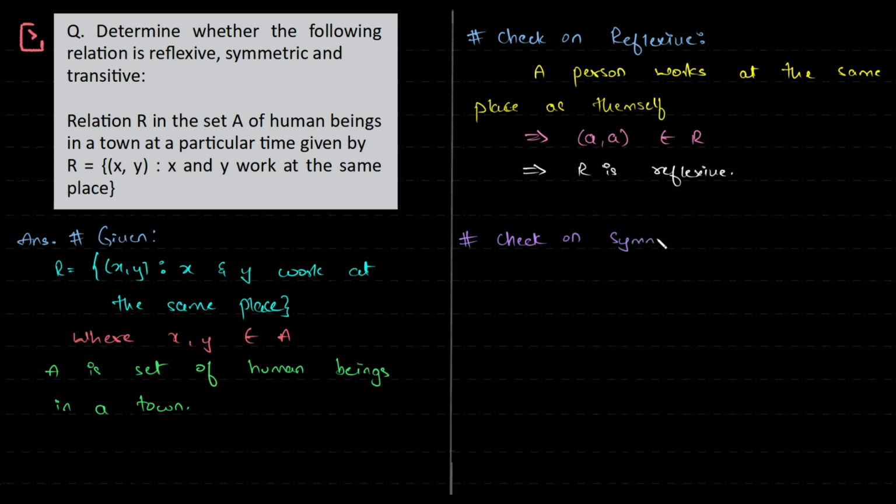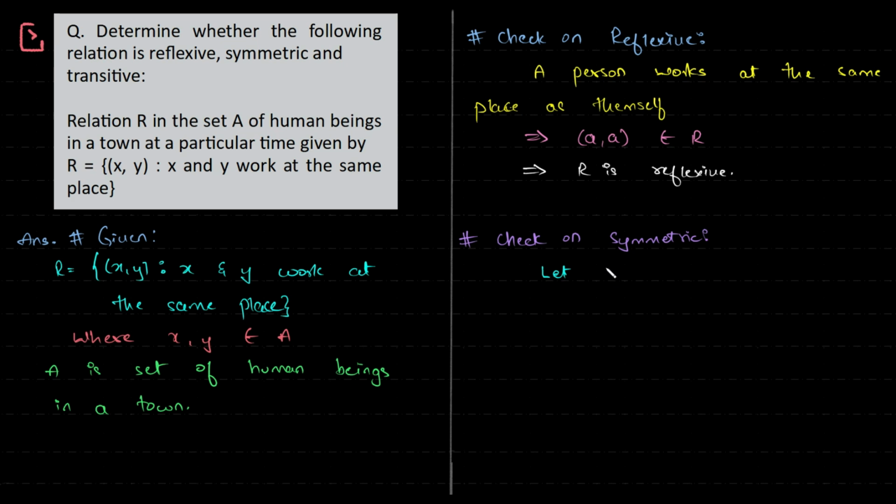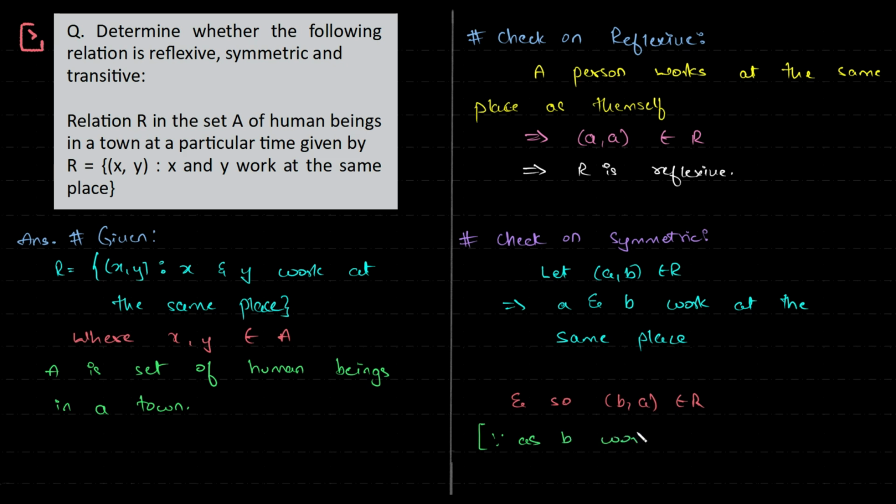Next is symmetric. Okay. So in symmetric, we need to consider one pair which is true, and from that we have to derive the other one, right? So let (A, B) belong to R. From this, what can I tell? A and B work at the same place. And so (B, A) should also belong to R. We can write a reasoning in some sense, as B works in the same place as A, but that is not required because we just wrote that. So this is a bit of a weird question. This is how it is.